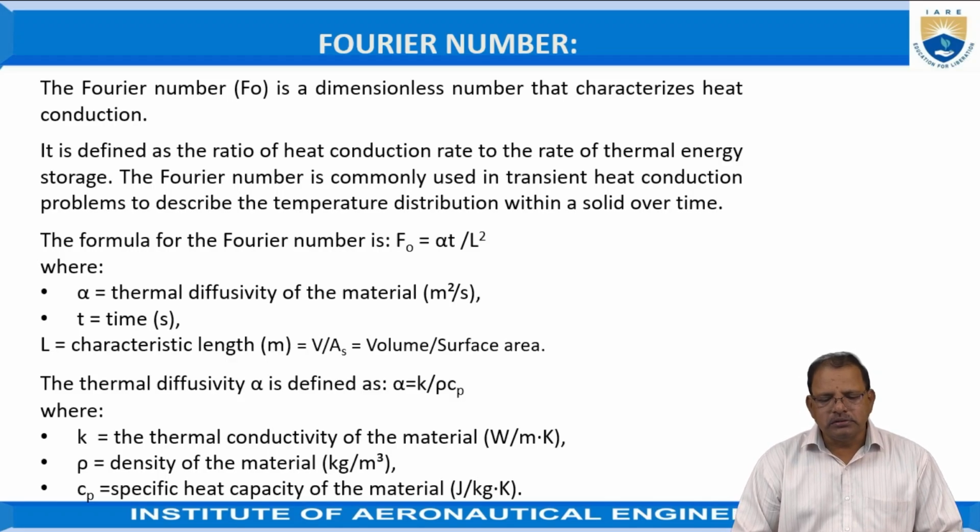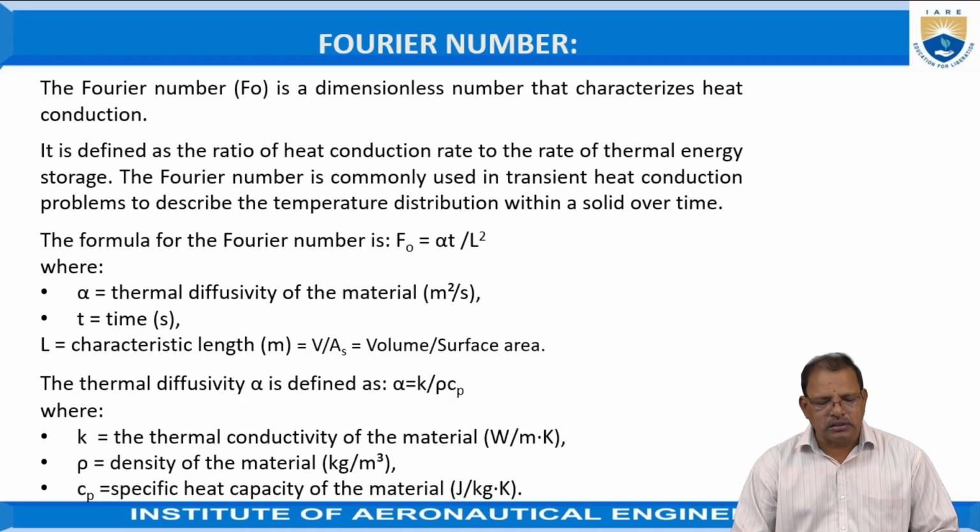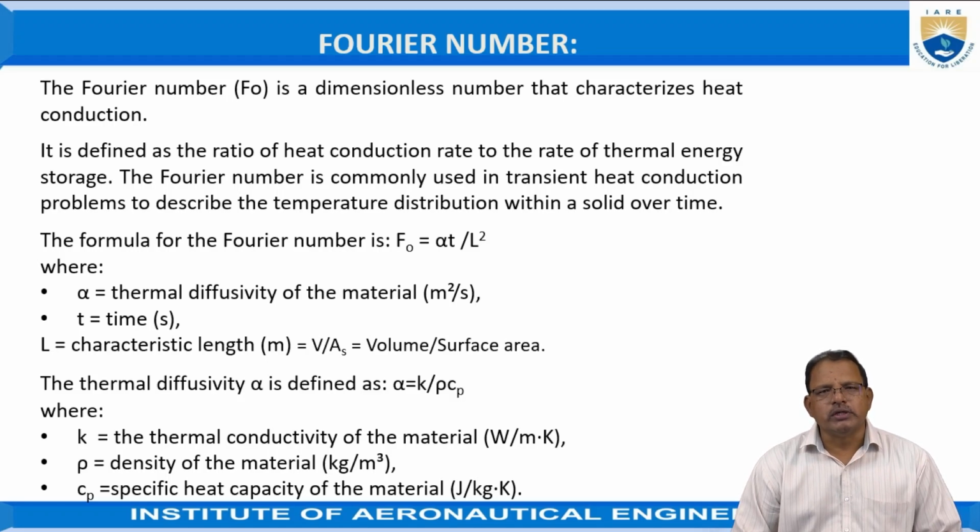The second number is the Fourier number. The Fourier number is, again, a dimensionless number like the Biot number, that characterizes heat conduction. But in the previous case, the Biot number is related to both the convection and the conduction heat transfer process. The Fourier number is defined as the ratio of heat conduction rate to the thermal energy storage.